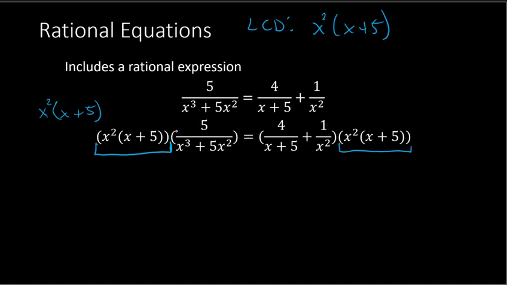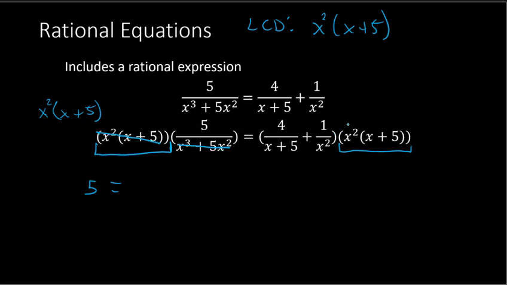Okay, so on the left side, x squared times x plus 5, remember that is the same thing as x cubed plus 5x squared. That was the factored form. So that would actually cancel out with this denominator right here when you multiply. That leaves you with a 5 on the left side.